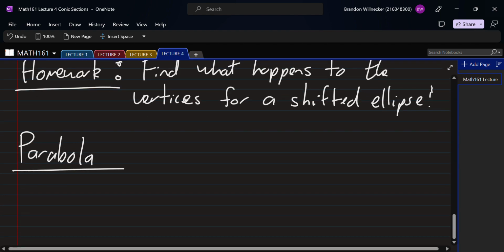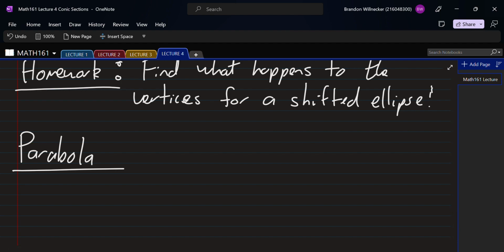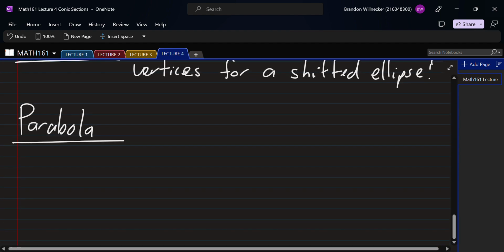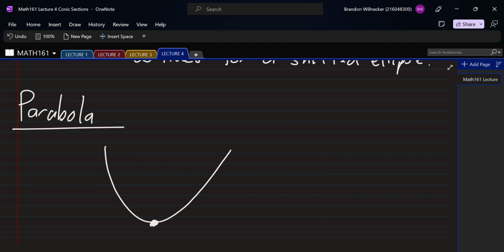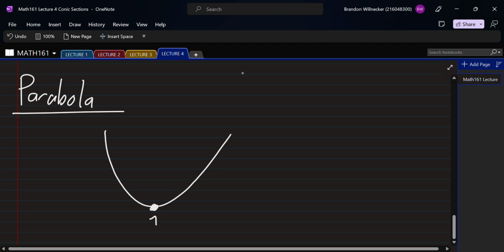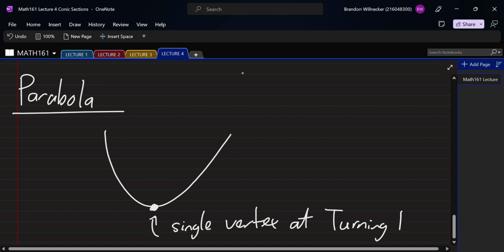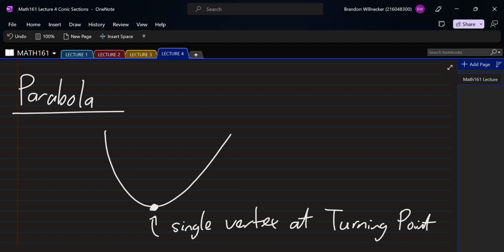Okay, so the parabola has a single vertex and a single focus. So I'll draw a quick diagram. Let's say we have a parabola like this. We're going to have a single vertex at the turning point. It's very easy to calculate the turning point. We just need to complete the square.